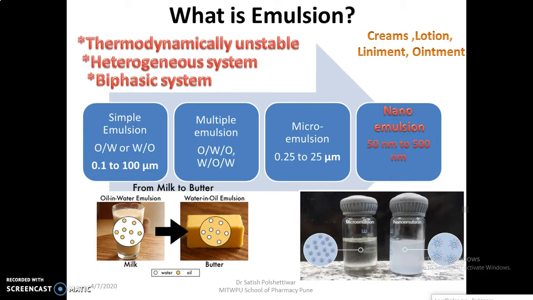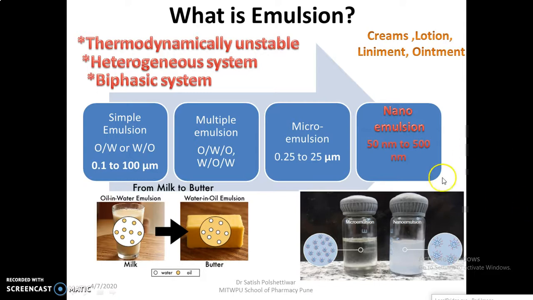Another type is an advanced version of this system, where the globule size has been reduced, having a size of 0.25 to 25 micron. That is called microemulsion. The name itself indicates micro, a fine emulsion. Another type is nanoemulsion. It is a further advancement of this emulsion system. All of you know nanotechnologies nowadays are very popular because they will target the cells without producing any side effects. That's why we always prefer nanotechnology, having size 50 nanometer to 500 nanometer. That is what we call nanoemulsion.